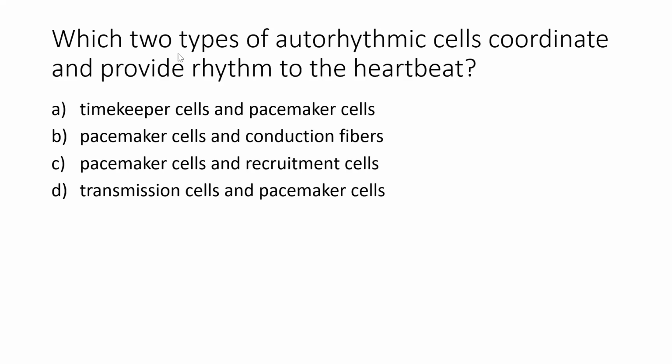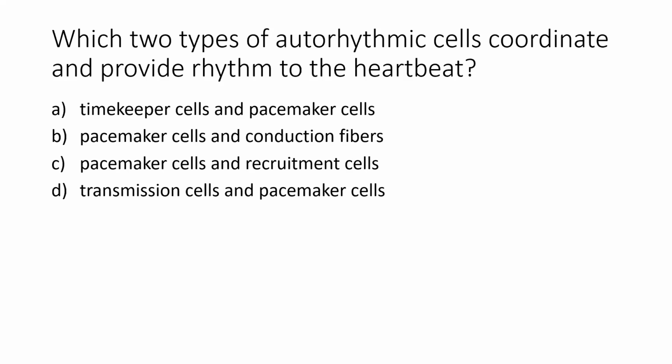All right, last couple seconds. All right, so a lot of response for B. Which two types of autorhythmic cells coordinate and provide rhythm to the heartbeat? So a lot of response for B, which is the pacemaker cells and conduction fibers.